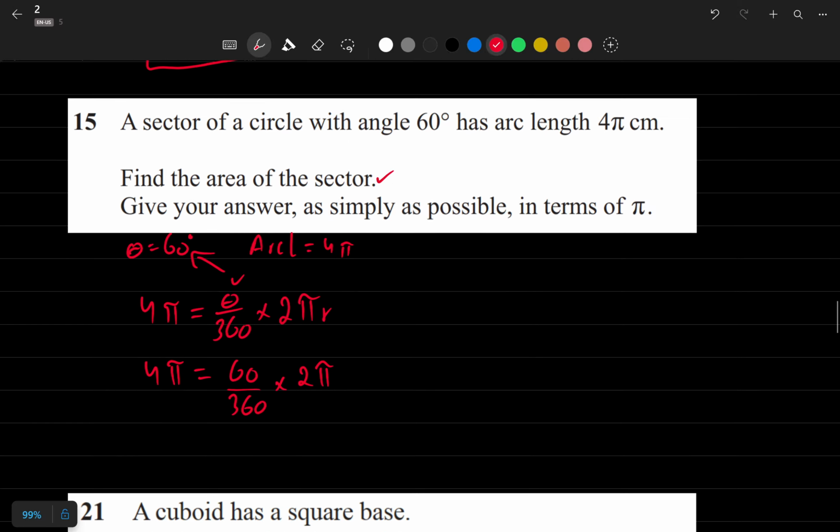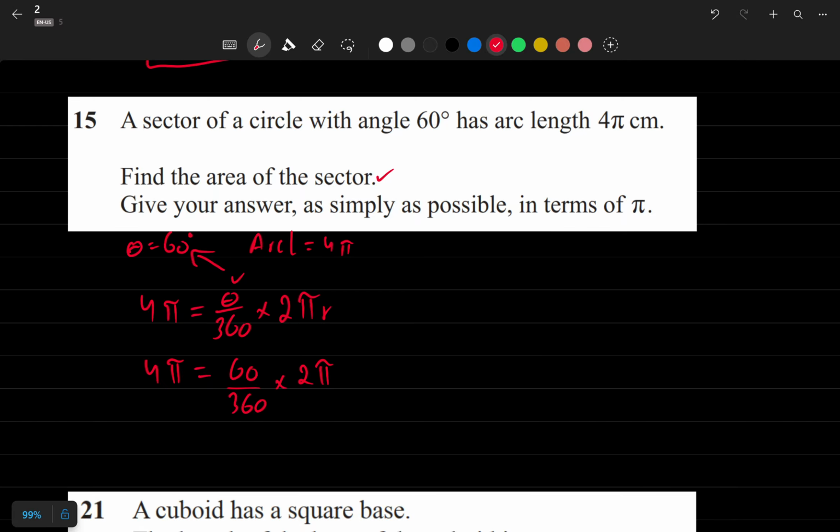The radius is not given and we have to find the radius first, then we will use this radius to find the area. So it will be 2 pi r. Cancel out the pi's from both sides.